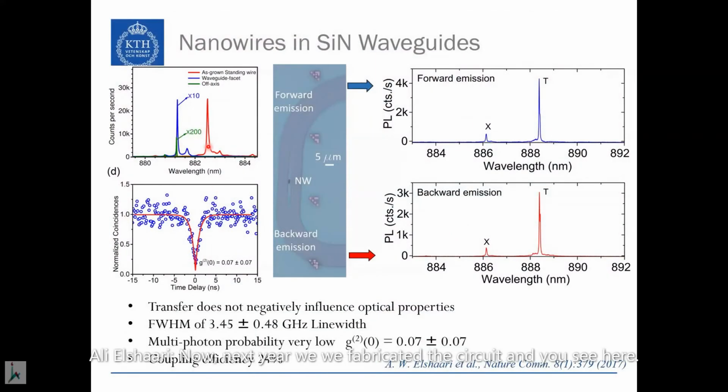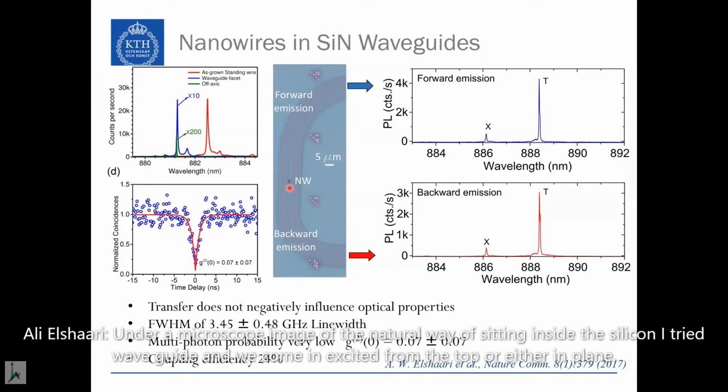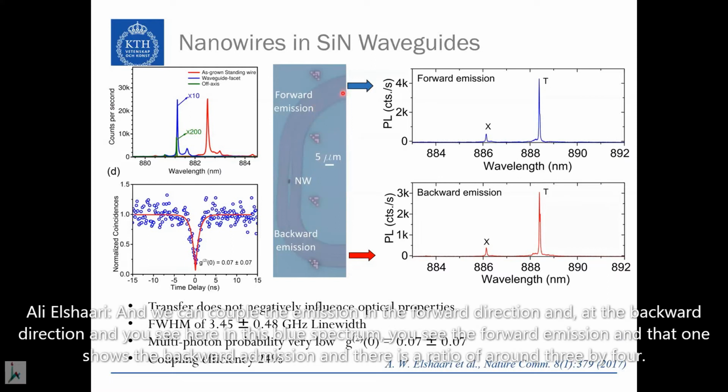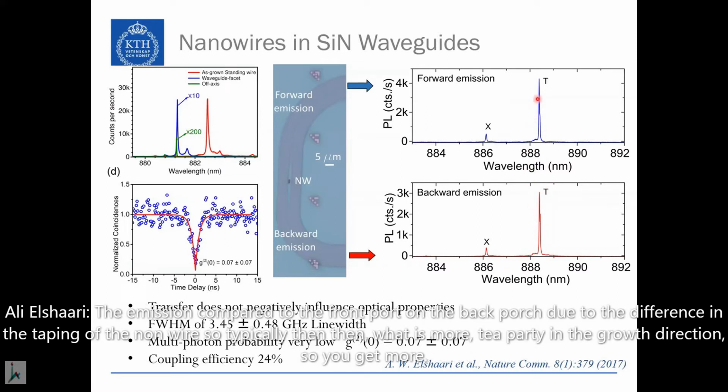Next, we fabricated the circuit, and you see here a microscope image of the nanowire sitting inside the silicon nitride waveguide. We can excite it from the top or in plane, and we can couple the emission in the forward direction and the backward direction. You see here in this blue spectrum the forward emission, and the red one shows the backward emission, and there is a ratio of around 3:4 in the emission between the front port and the back port, due to the difference in the tapering of the nanowire.